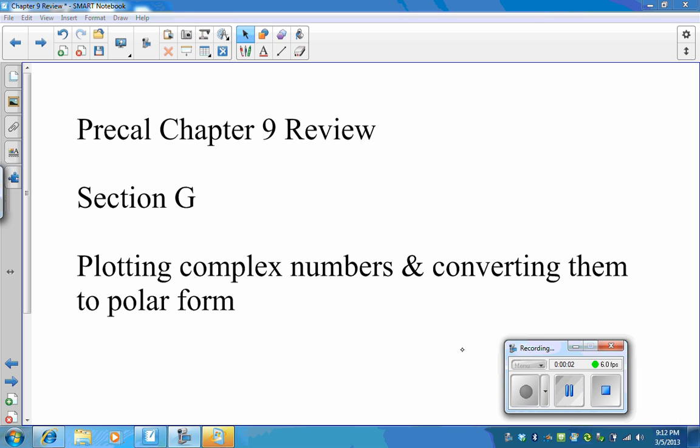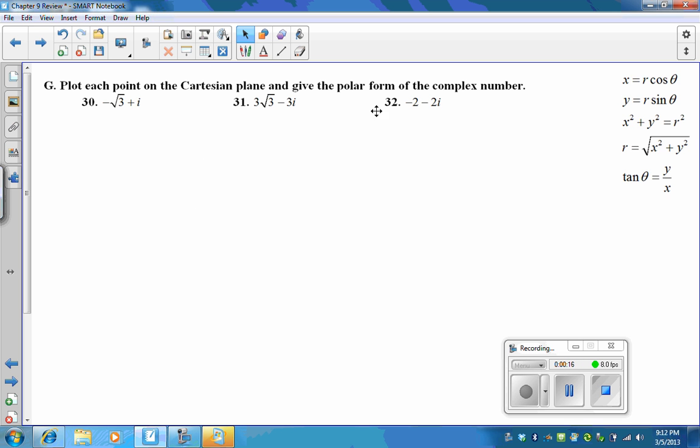We're moving away from polar stuff, though not completely. We're going to look at complex numbers and graphing them, and then converting them to polar form. So let's see. Here we have 3 points, and first we're going to plot them. Graphing these isn't too bad. You treat it simply as an x and a y, because all of these are in the form x plus y times i.